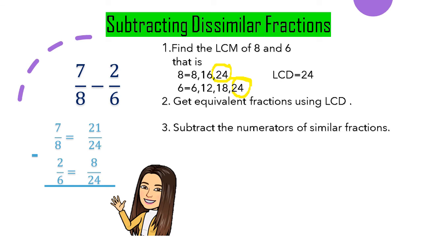Now, let us do the next step. Subtract the numerators of similar fractions. 21 minus 8 equals 13. Then copy the same denominator, 24. Therefore, 7/8 minus 2/6 equals 13 over 24. And that is in the simplest form already.